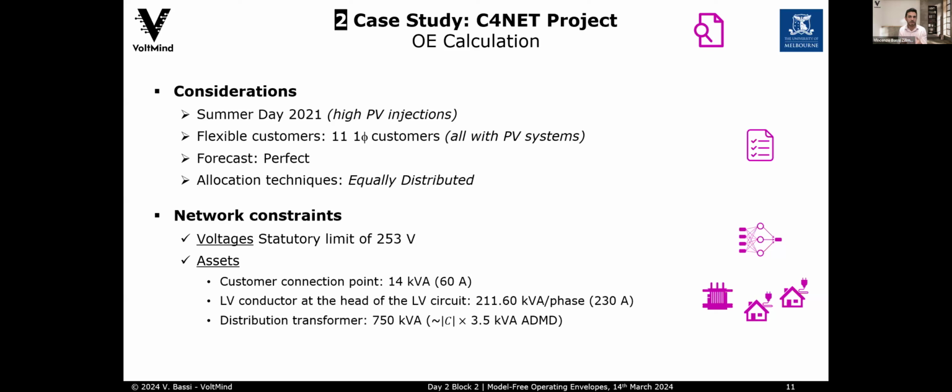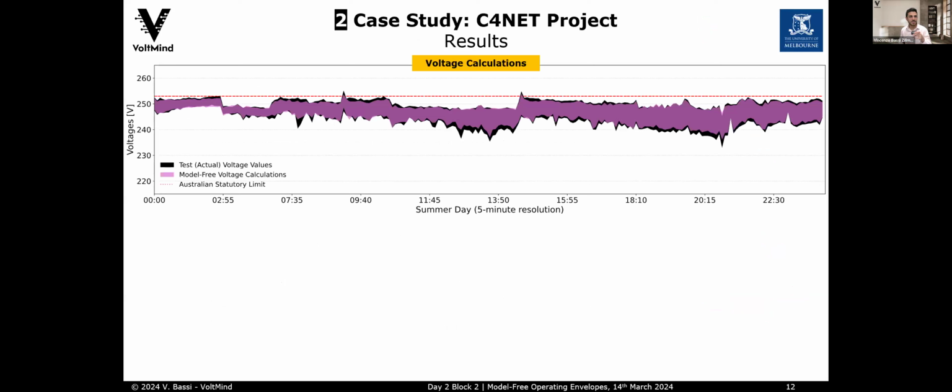Please note that we use an equally distributed allocation technique, but of course, our approach can be used with other allocation techniques, such as, for instance, maximize exports. In terms of network constraint, we are going to use the upper statutory limit of 253 volts of Australia. And in terms of assets, we consider a customer connection point capacity of 14 kVA, which is a cable of 60 amps, a low voltage conductor at the head of the low voltage circuit with 211-ish kVA per phase, and a distribution transformer of 750 kVA of capacity. Here, you are seeing the voltage calculation results for the day of interest.